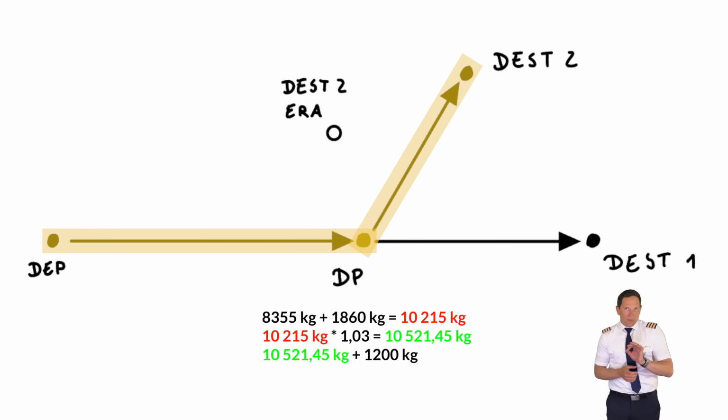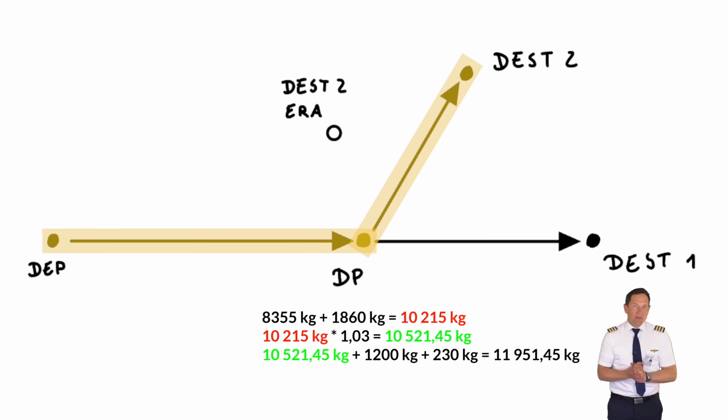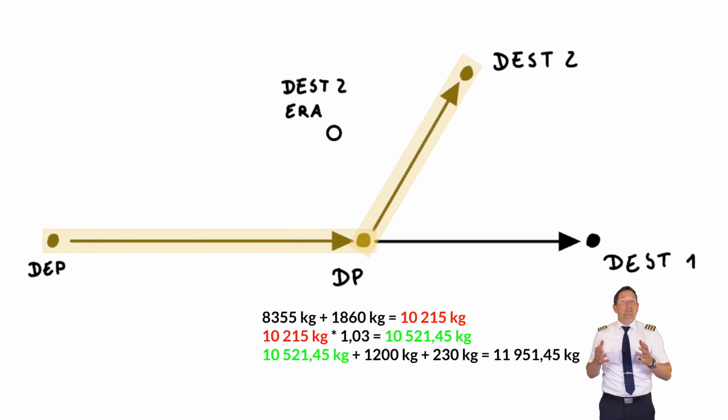Now, another trap here, the question states the minimum required fuel, meaning block fuel, so you have to add the taxi fuel of 230 kilos as well. Now giving us a minimum required fuel of 11,951.45 kilograms.